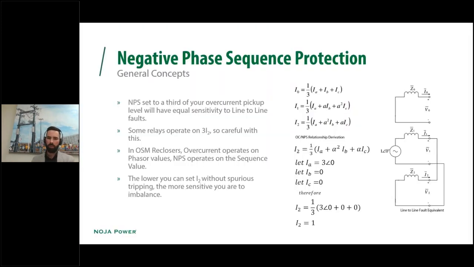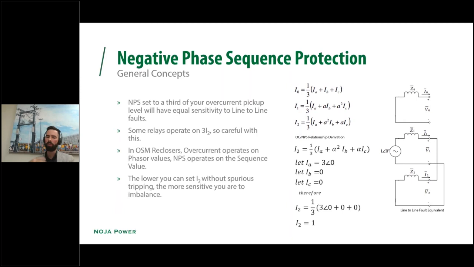So, general concepts: the general rule with negative phase sequence is that if you set it to a third of your overcurrent pickup, it's going to have equal sensitivity to line faults. Now, you've got to be careful because some relays, instead of operating on I2, operate on 3I2, so they don't apply that third to it. So before you apply this to any protection in the field, make sure that you're careful with that.